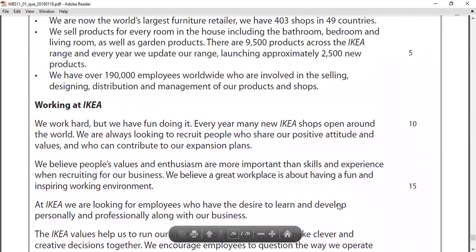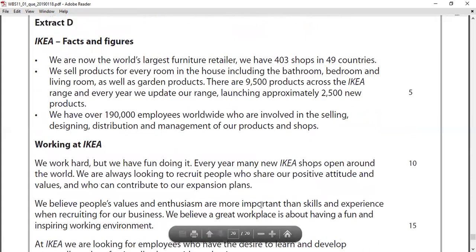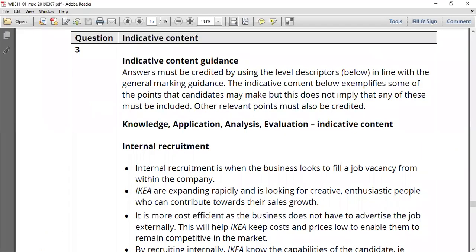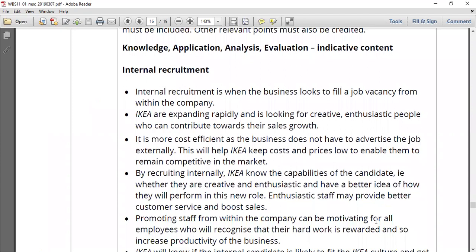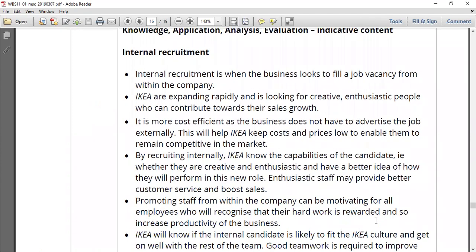Now you can see IKEA, how it operates, what their company culture is, everything. So how internal and external recruitment will be important to evaluate the question. I told you, when you're writing a 20 marker question, you must have the two sides, like a 10 marker question. So you can talk about internal recruitment, then two positives and two negatives, then external recruitment, two positives and two negatives, and a conclusion.